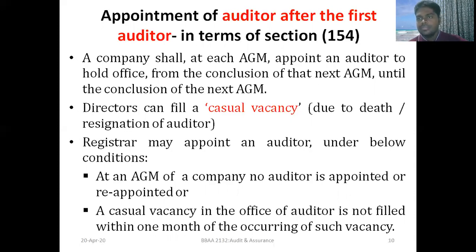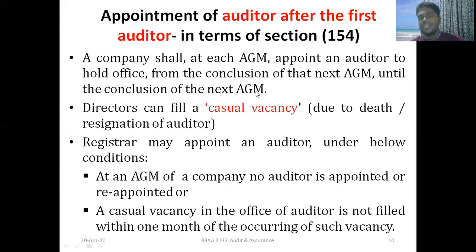We'll discuss those things in the next handout, the code of conduct or code of ethics: what happens when they have the same auditor for a longer period, and what kind of issues and problems will arise. So this company Act, section 154 says the company shall at each annual general meeting appoint an auditor to hold office from the conclusion of that meeting until the conclusion of the next annual general meeting.